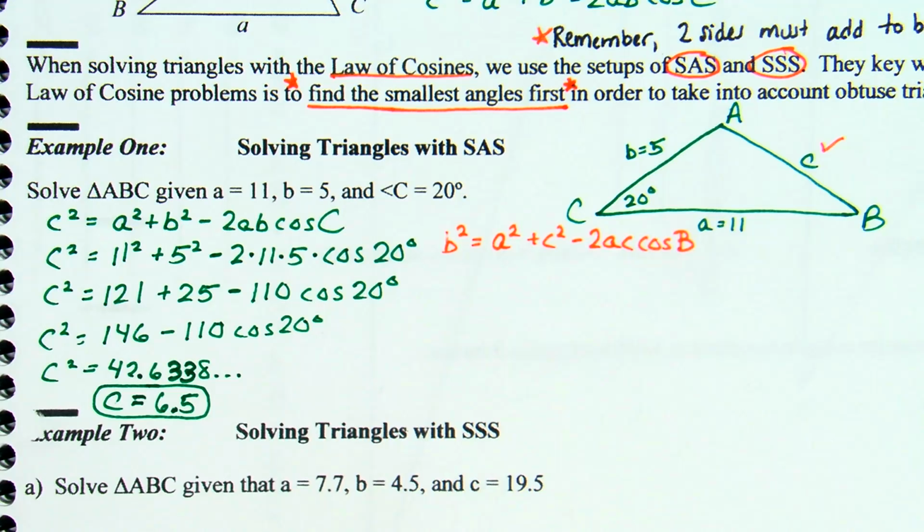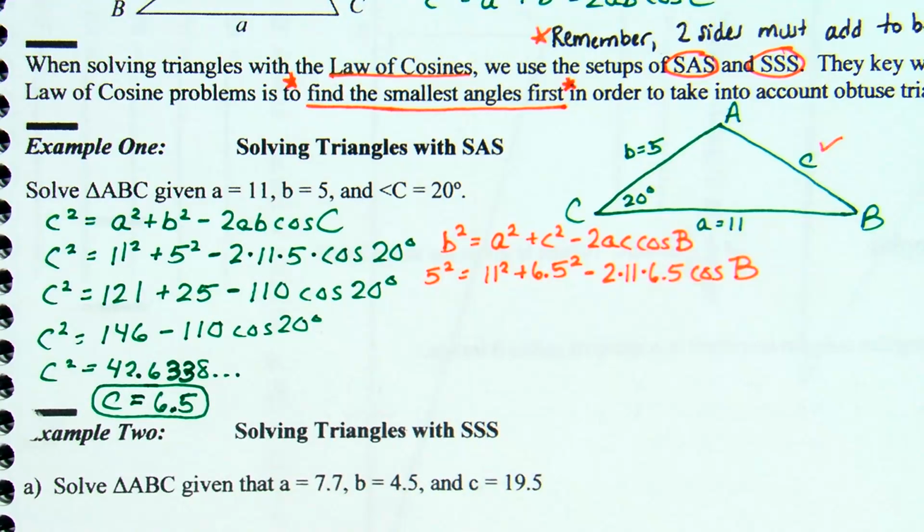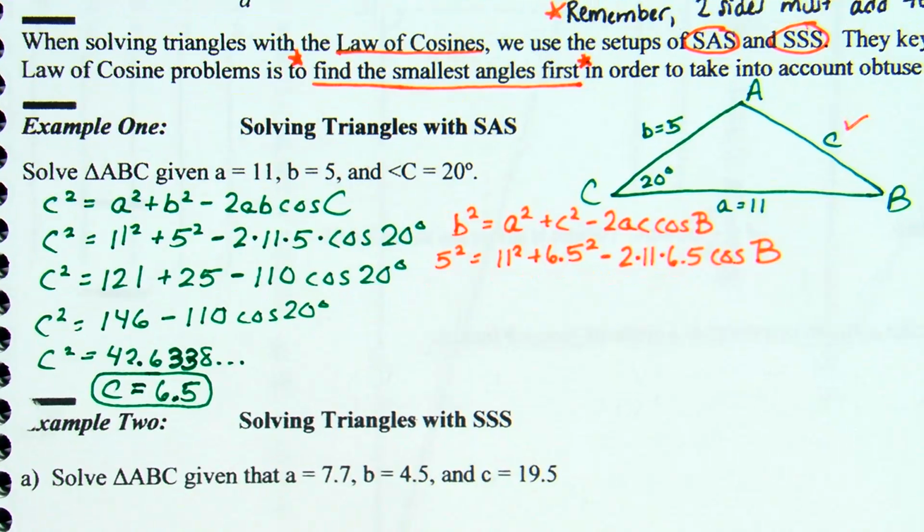Fill in what you know. So we're going to fill in B squared, so 5 squared equals 11 squared plus 6.5 squared minus 2 times 11 times 6.5 times cosine of B. And that was obviously me just filling in all the little details, right? Okay.